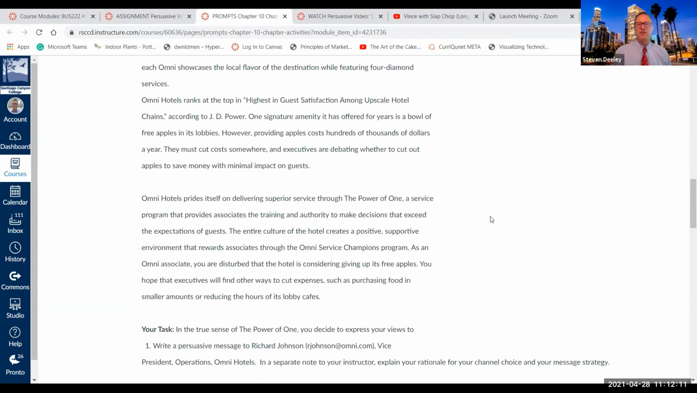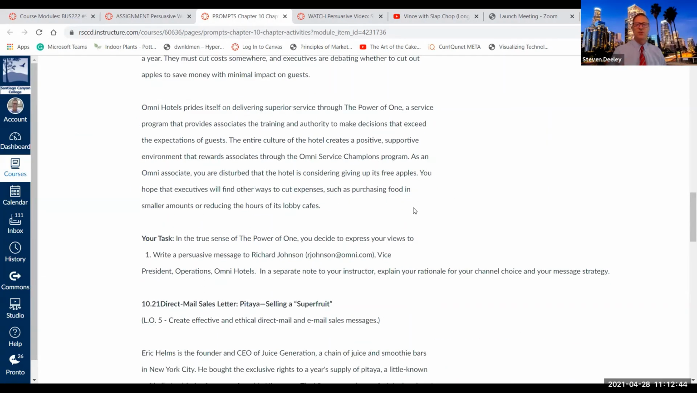Omni prides itself on delivering superior service through the Power of One, a service program that provides associates the training and authority to make decisions that exceed the expectations of guests. The entire culture of the hotel creates a positive, supportive environment that rewards associates through the Omni Service Champions program. As an Omni associate, you're disturbed that the hotel is considering giving up its free apples. You hope that executives will find other ways to cut expenses, such as purchasing food in smaller quantities or reducing the hours of its lobby cafes.